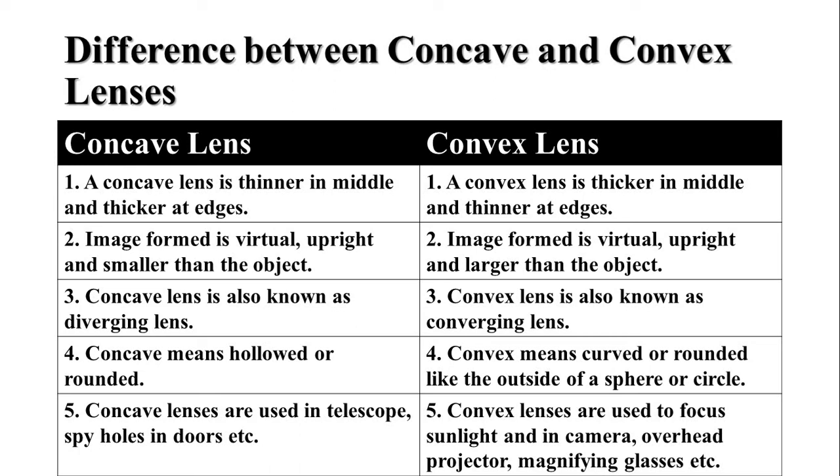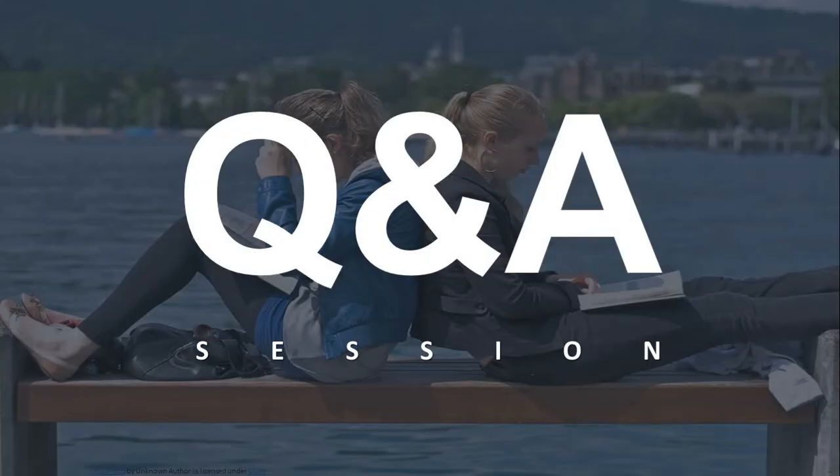Fourth, concave means hollow or rounded inward, while convex means curved or rounded like the outside of a sphere or circle. Fifth, concave lenses are used in telescopes, spy holes in doors, etc., while convex lenses are used to focus sunlight and in cameras, overhead projectors, magnifying glasses, etc. Now let's revise what we have learned today by answering the following questions.